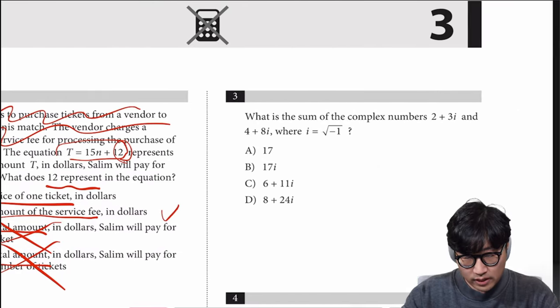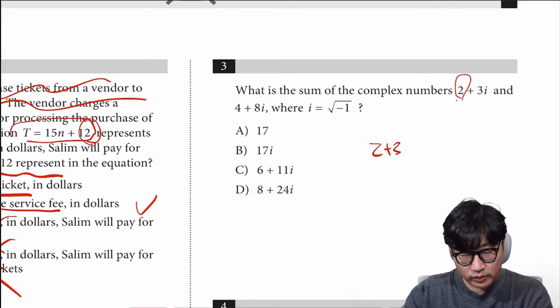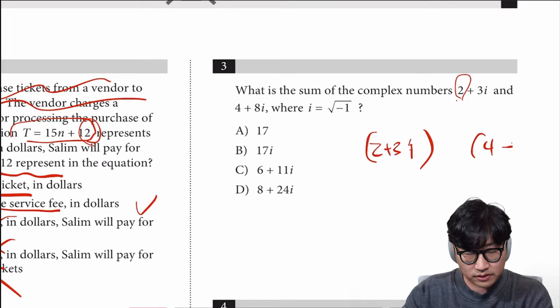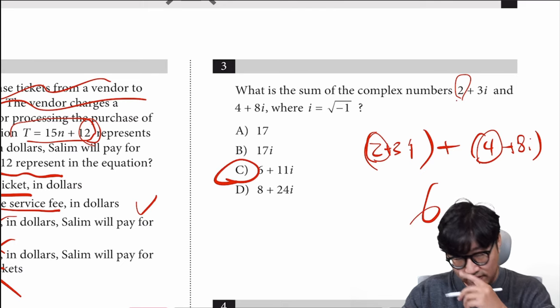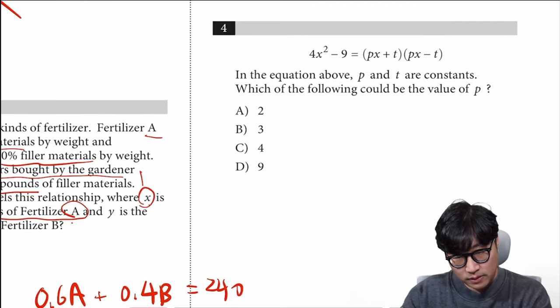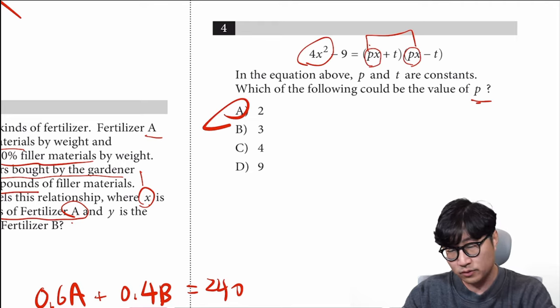All right, number 3. What is the sum of the complex numbers? Those two, okay, so just add 2 plus 3i and 4 plus 8i. Just adding these two, 2 plus 4 should be 6. Number 4. Equation above, which of the following is the value of p? Basically that and that multiplied should get you this 4x squared, so p is probably 2.